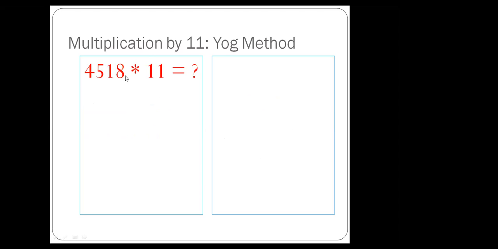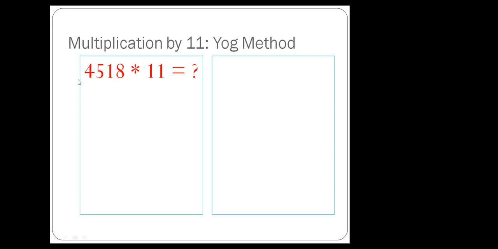So 0 and 0, you can write on both sides of the number. Now 0 plus 4, 4. 4 plus 5, 9. 5 plus 1, 6. 1 plus 8, 9. 8 plus 0, 8. Simple. No need to do anything.